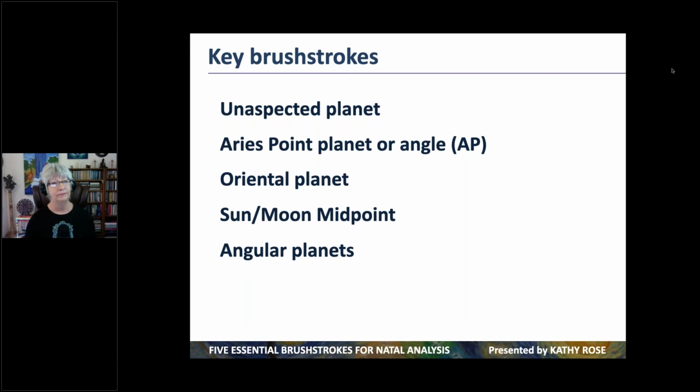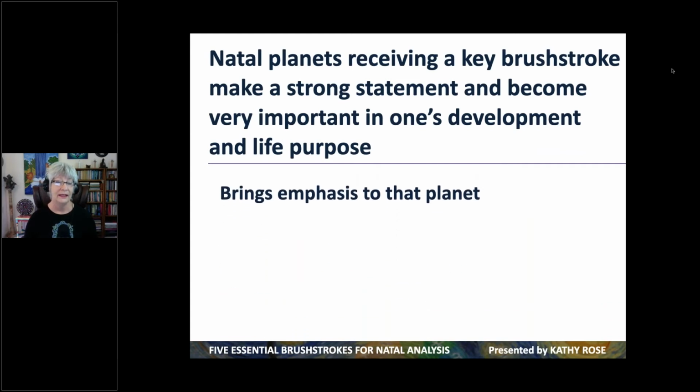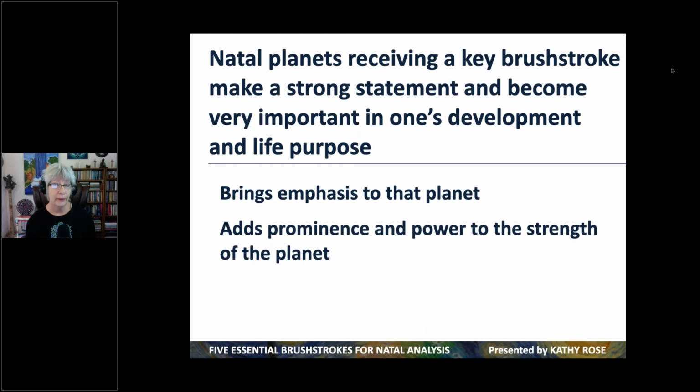examples of that. So now let's go into, why do I include these particular brush strokes? And so what I say is that natal planets receiving a key brushstroke make a strong statement, and they become very important in one's development and life purpose. It adds emphasis to the planet. If you have a planet that receives one of the 5 brushstrokes I talk about, it brings emphasis. It adds prominence and power to the strength of that planet.